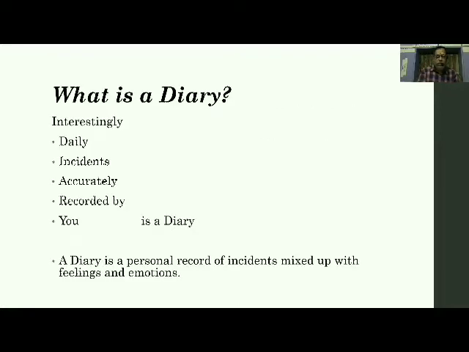Now, let us see what is a diary. Interestingly, if we think of the daily incidents accurately recorded by you, it becomes your diary. So, a diary is a personal record of incidents mixed up with feelings and emotions.